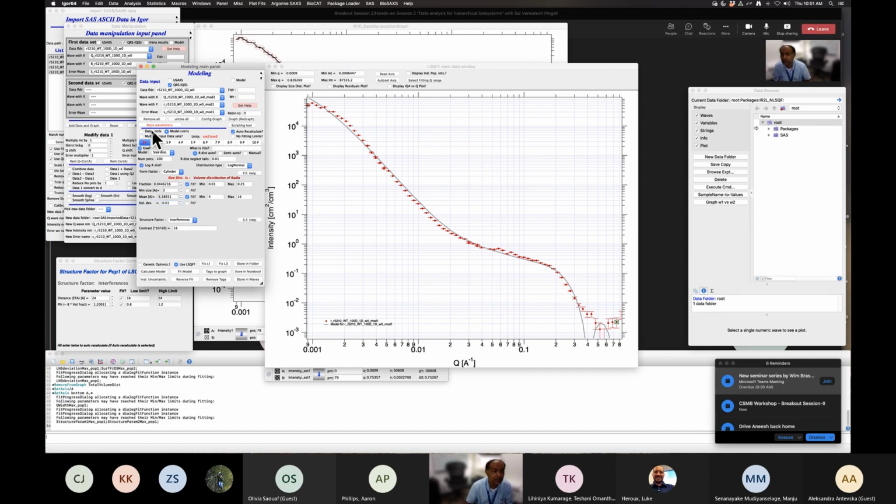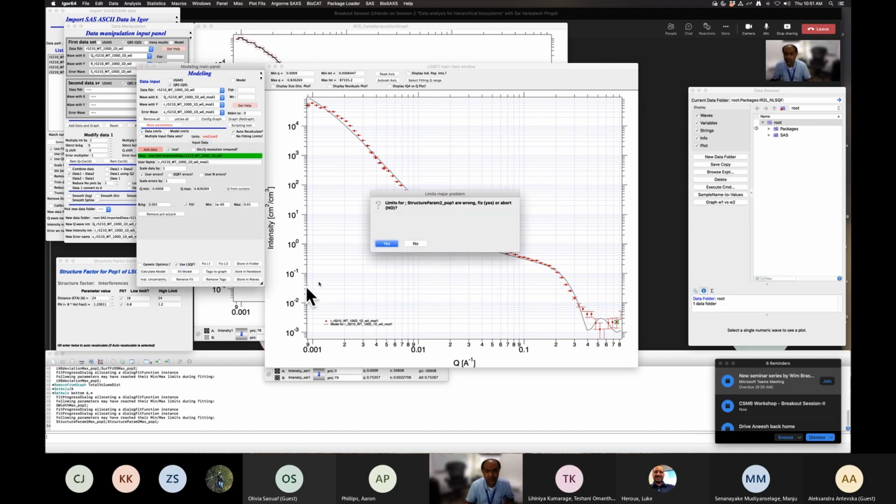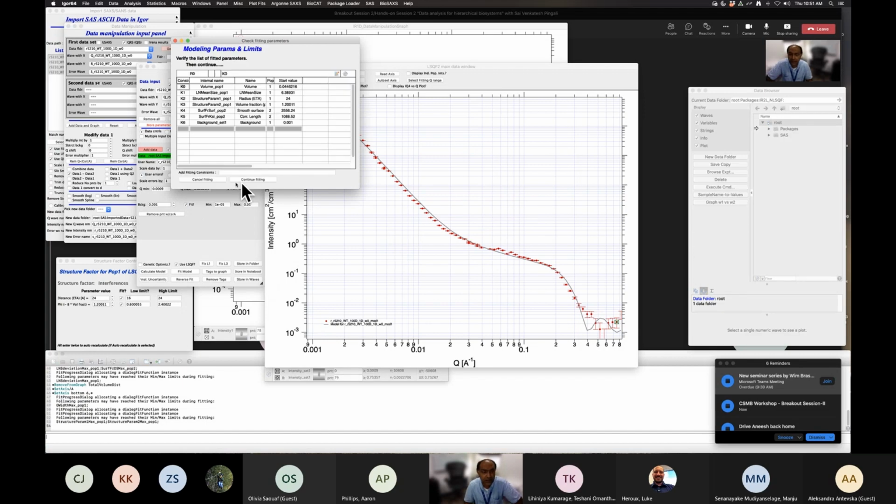Okay. So the next thing is fit with a background. There's a background here roughly. So let's say 0.001. There you go. And fit for that too. So let's fit that and then see what we get.